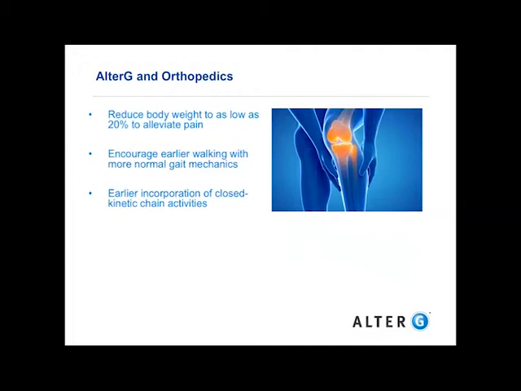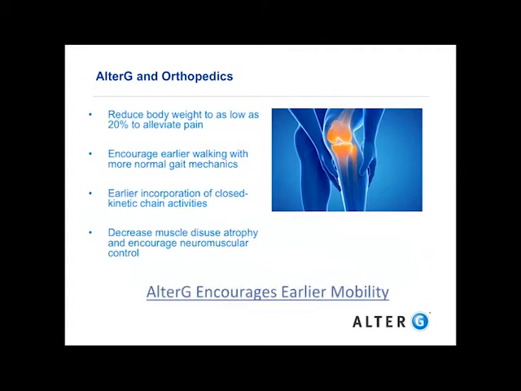Again, with earlier incorporation of closed kinetic chain activities, you can encourage co-contraction, you can work on proprioception, you can work on loading tissue safely, because the loading response is what produces healing and stimulus. So if we get people up sooner and they're more active, we can decrease that disuse atrophy and we can encourage neuromuscular control. So AlterG encourages earlier mobility for your orthopedic patients.